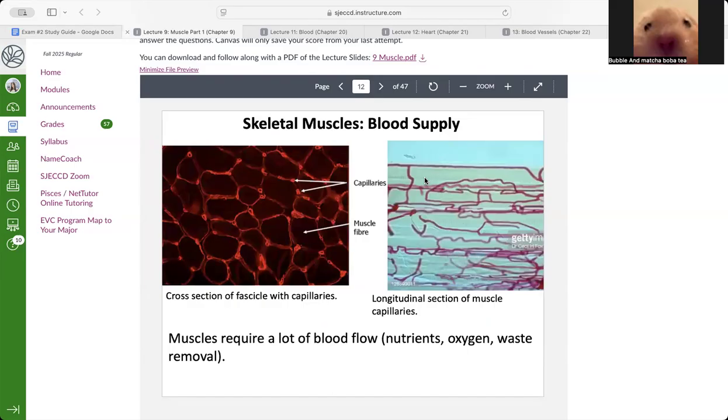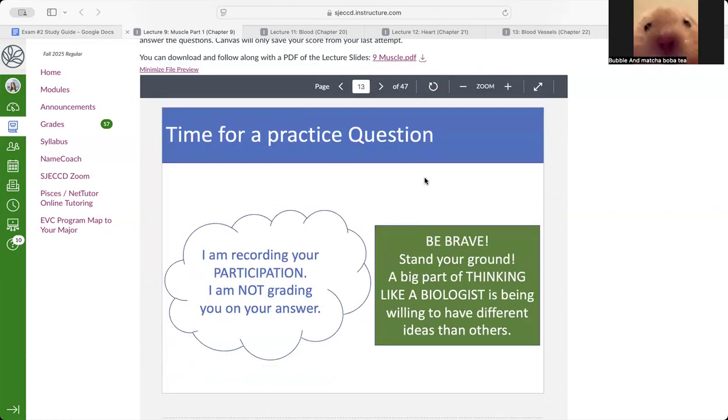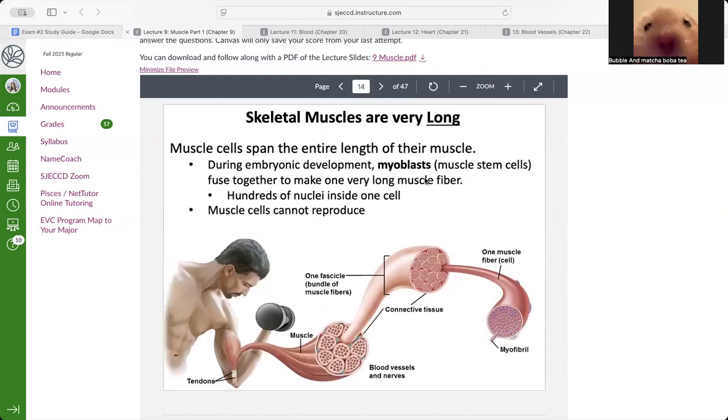And it requires a lot of blood supply as muscles contract, so you need a lot of energy. It needs a rich blood supply, glucose, nutrients, and waste removal. And the cells are also very long, and they cannot be replaced. Muscle cells cannot reproduce, so what you're born with, you basically have for the rest of your life.